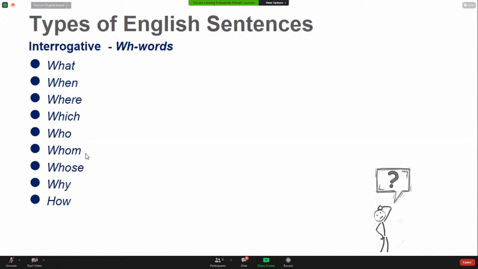The concept is that if it is a thing, non-living, anything non-living that I'm talking about, that time we use which. But if I'm talking about any person, in that case I'm using whom.